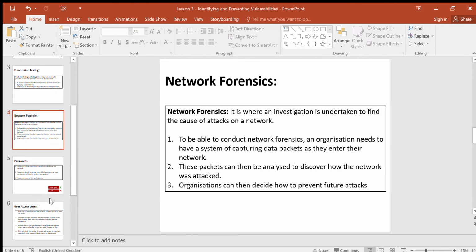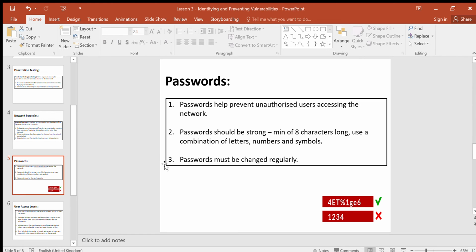Moving on to passwords. I feel like I'm a broken record here. We've talked about this enough.